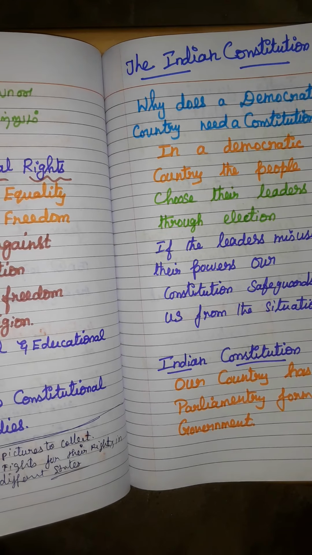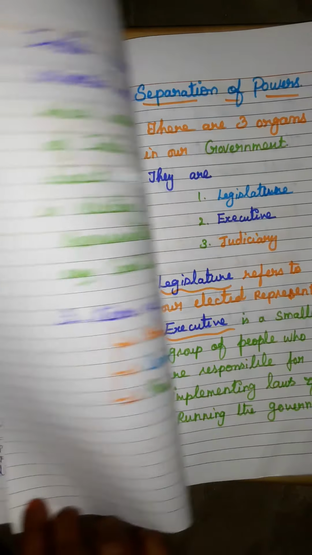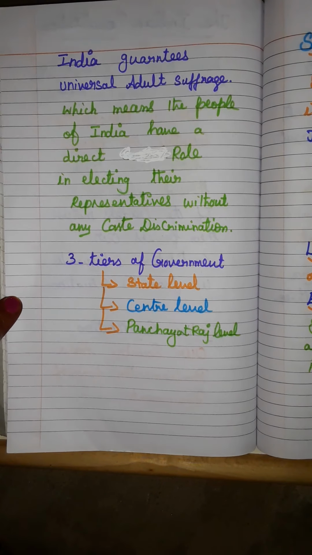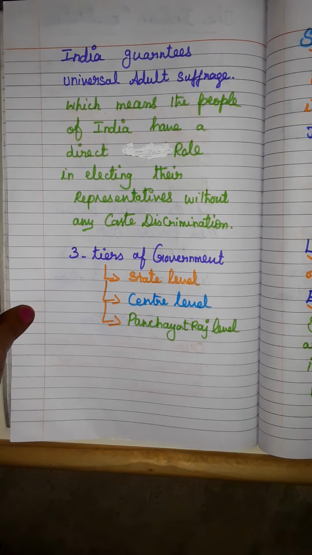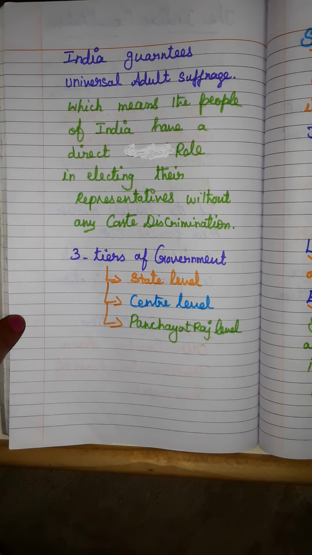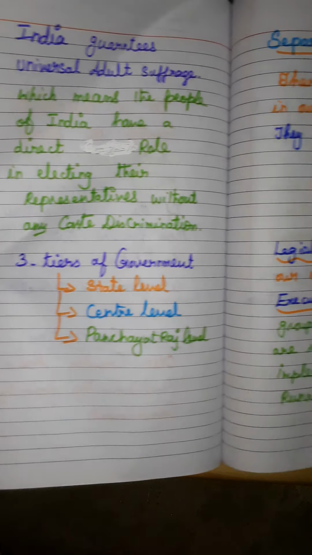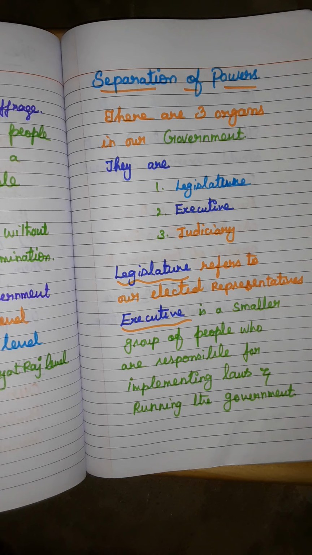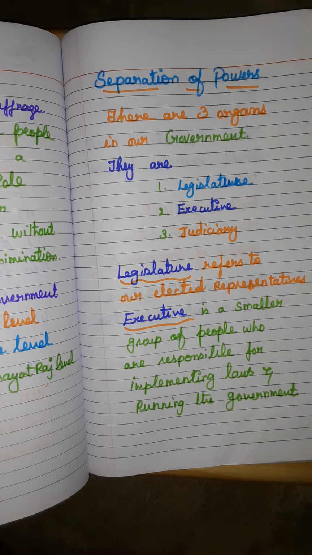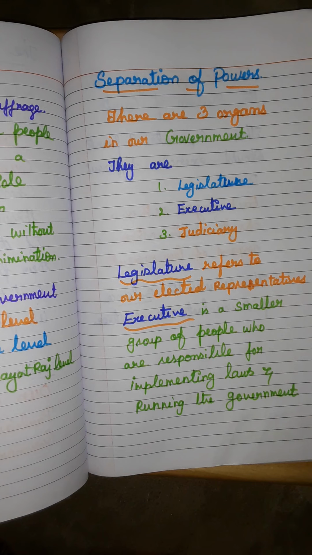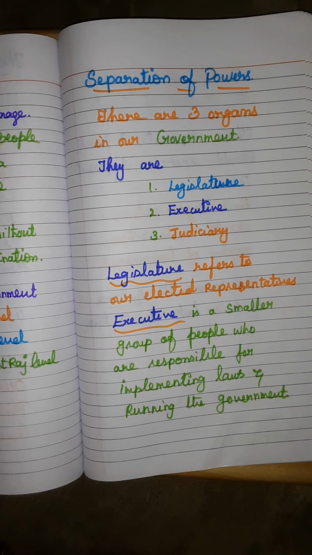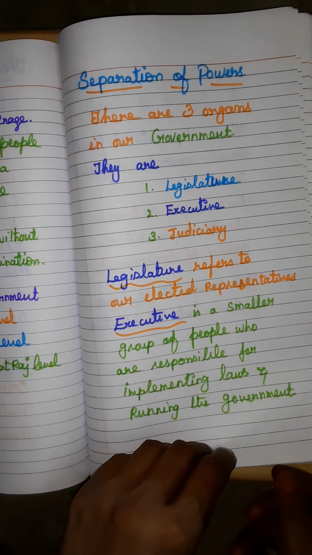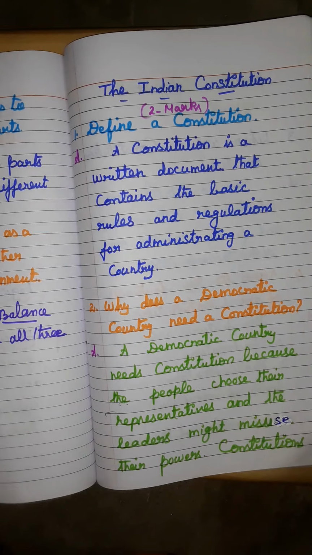Then our next topic is the Indian Constitution. It guarantees universal adult suffrage. It has our government as a three-tier system. That means state level, central level, and the Panchayat Raj level. Then our next topic is separation of powers. There are three organs: the legislature, the executive, and the judiciary. Legislature, executive, judiciary separately, we saw the definitions.